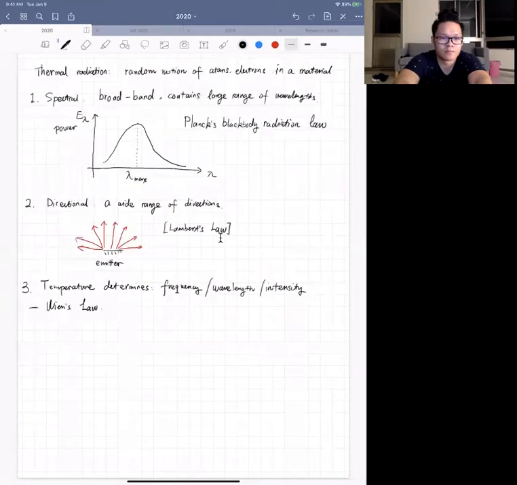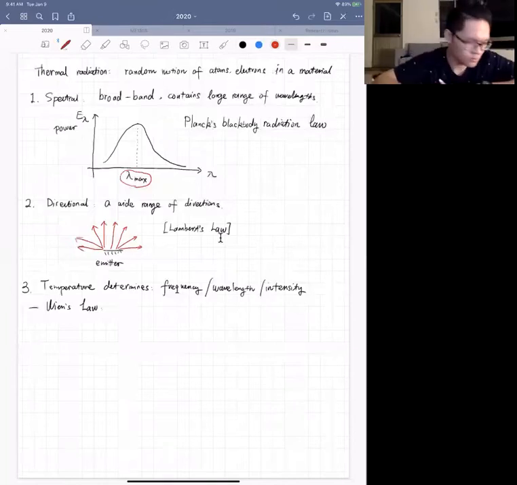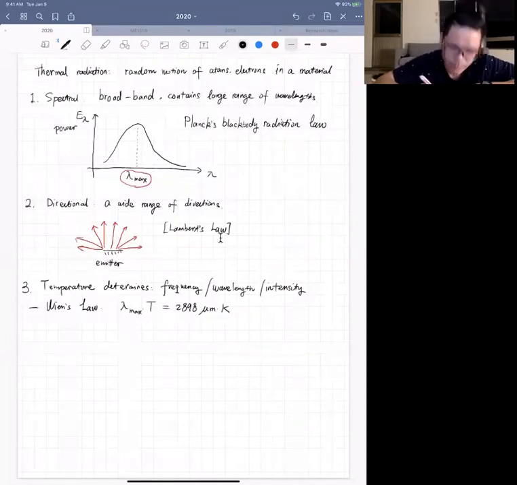The first important law is Wien's law. Wien's law tells you about this lambda max. As I said, for each thermal radiation spectrum you will have a maximum wavelength that carries the most power for a given emitter at a given temperature. There's a simple relation: lambda max times the temperature of the emitter, the product of the two, equals a constant, 2898 micrometer Kelvin.